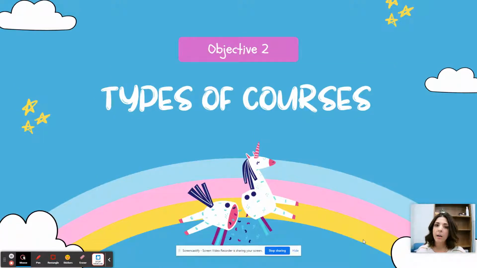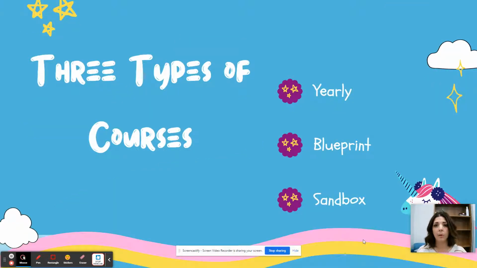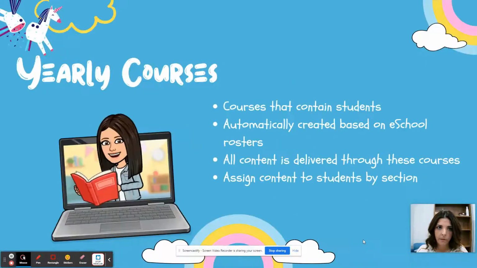So we're going to next talk about types of courses. There's some confusion about the types of courses and the names of the courses, and so we're going to break that down with 3 different types of courses. First, we have the yearly course, then we have a blueprint, and finally we have a sandbox. Everybody has a yearly and everybody has a sandbox. Not everybody will have a blueprint.